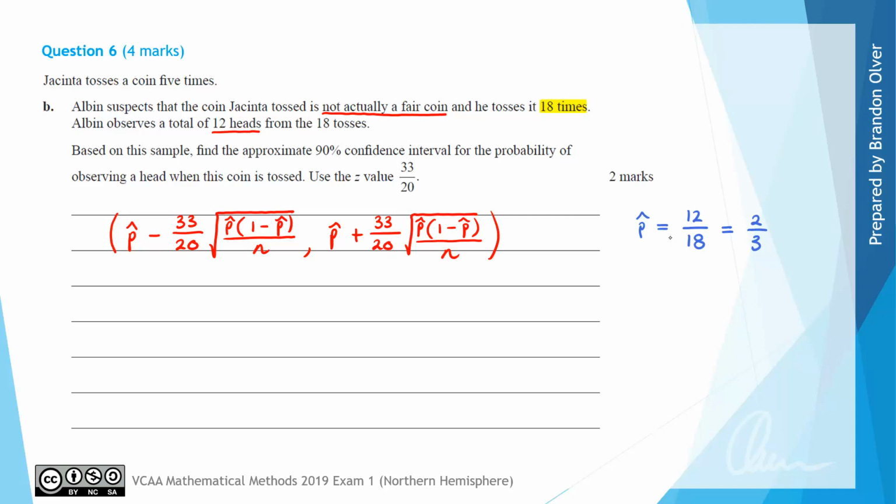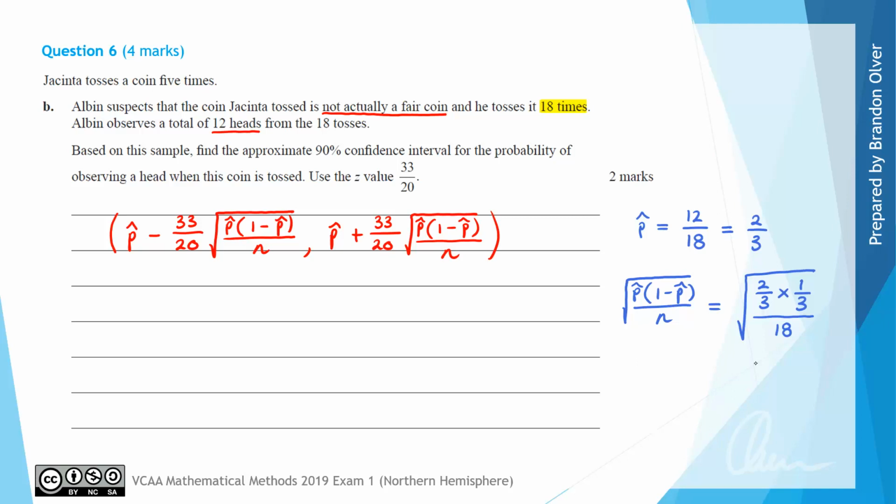So that is the proportion of heads that was obtained when this coin was tossed 18 times. The next thing that we can calculate just to make our life easier is what the value of the square root of p hat times 1 minus p hat divided by n is. So in this case we would have the square root of 2 on 3, since p hat is 2 on 3, multiplied by 1 minus p hat, which is 1/3, and then that is divided by n, which we know is 18, because that's the number of tosses in this question.